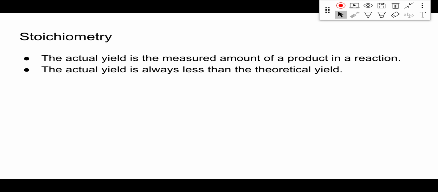There's also something called actual yield. Actual yield is if we were in lab and we measured out a chemical reaction, the actual yield is how much was actually made. Your actual yield is always going to be lower than your theoretical yield, because theoretical is if the reaction was perfect. So nobody accidentally spilled anything, water didn't stay behind in a beaker, all the equipment was working perfectly. So our actual yield is always going to be slightly less than our theoretical yield.